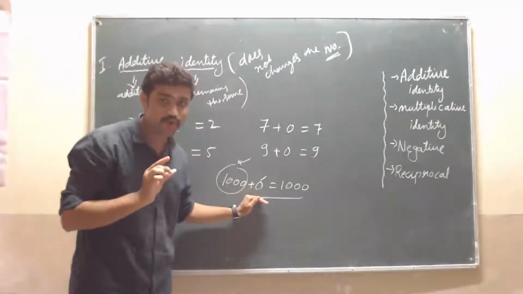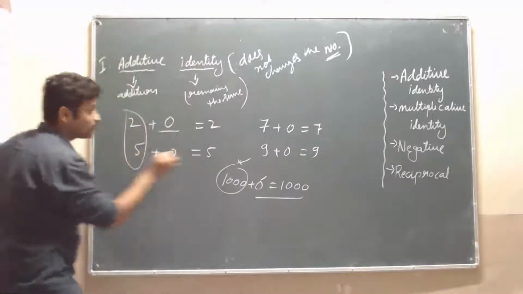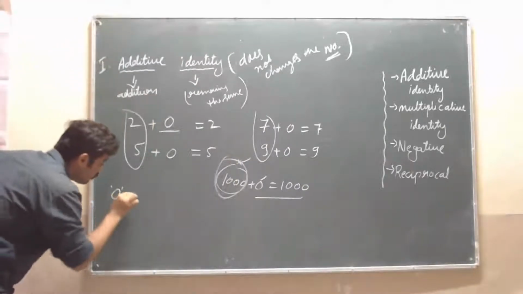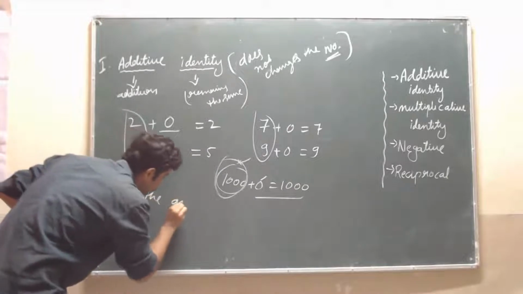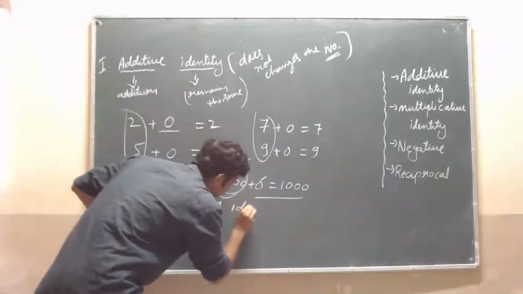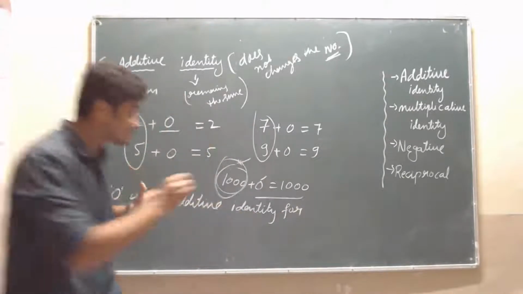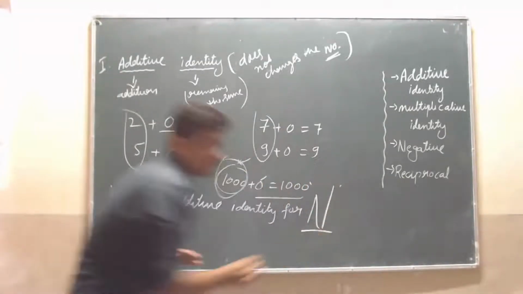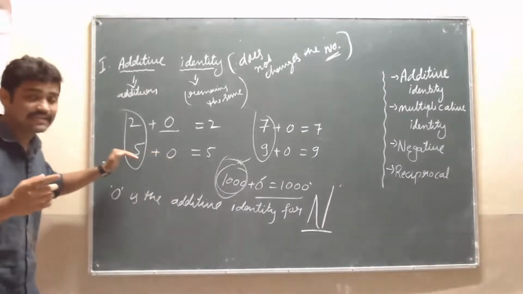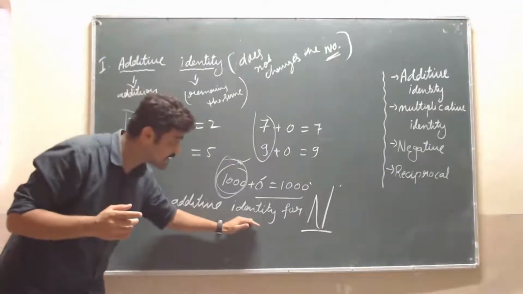That's why 0 is called the additive identity for which numbers? All we have taken here are natural numbers. So 0 is the additive identity for natural numbers. Understood? 0 will not change the natural number. That's why 0 is the additive identity for N.